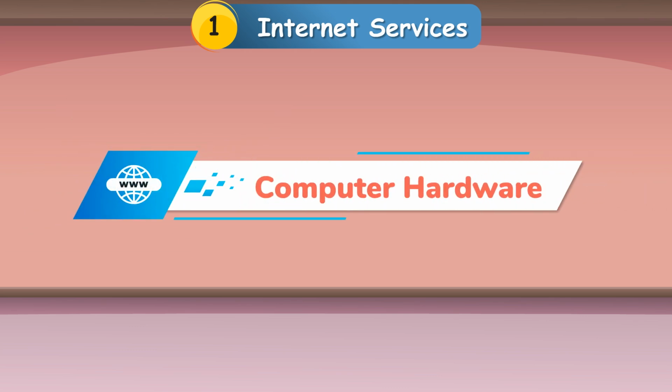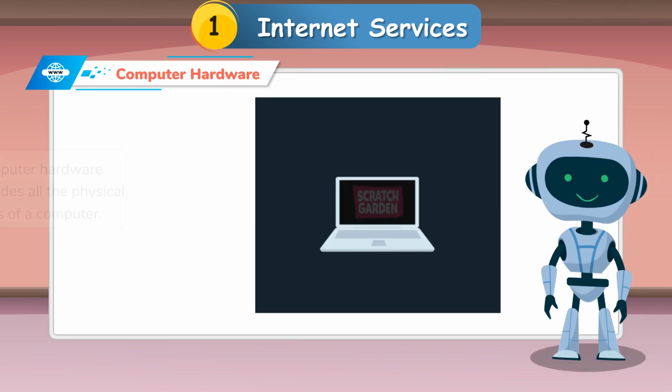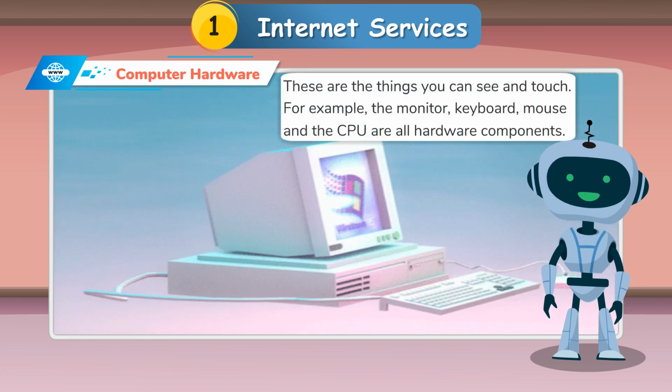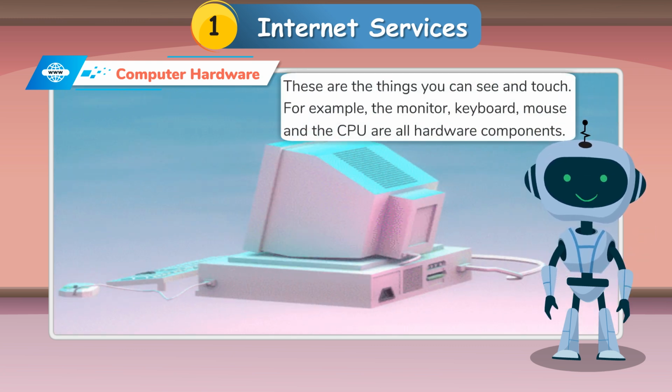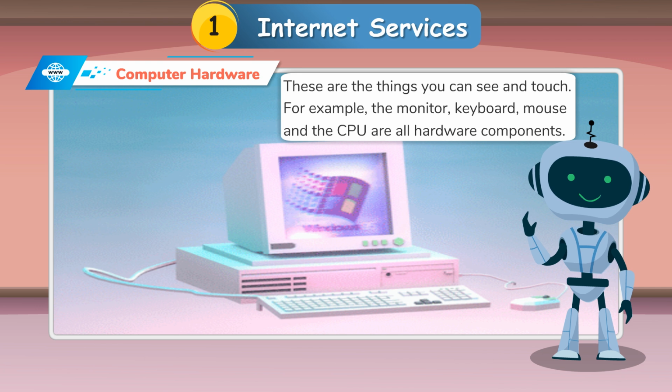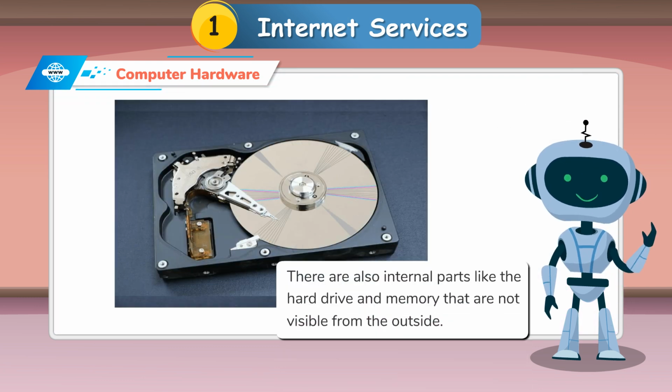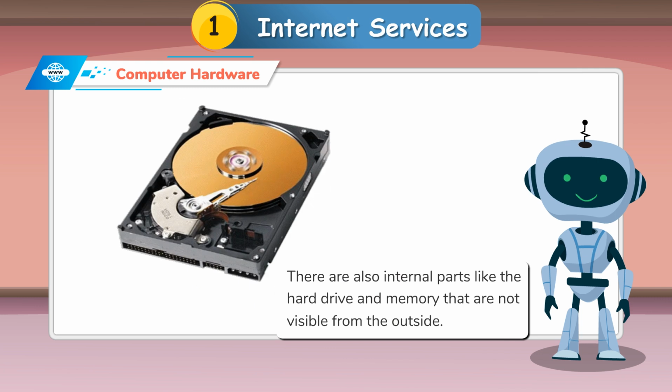Computer hardware. Computer hardware includes all the physical parts of a computer. These are the things you can see and touch. For example, the monitor, keyboard, mouse, and the CPU are all hardware components. There are also internal parts like the hard drive and memory that are not visible from the outside.